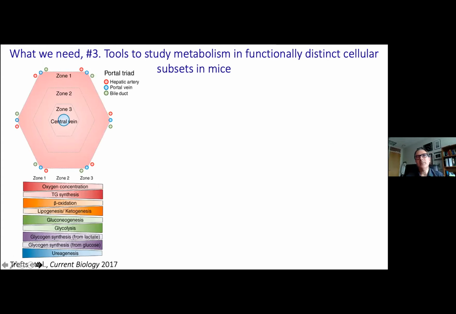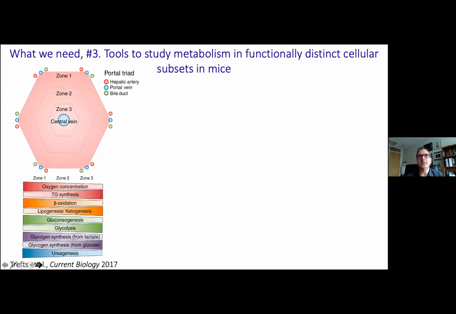So we also need better ways to manipulate metabolism in functionally distinct cellular subsets in mice so that we can test regional cell type sufficiency for the phenotype. And I think the liver is a good example of this. Of course, the vast majority of the cells in the liver are hepatocytes, but the hepatocytes are metabolically diverse, as Daniel discussed yesterday. They express different enzymes so that metabolic activities are compartmentalized across the lobule.